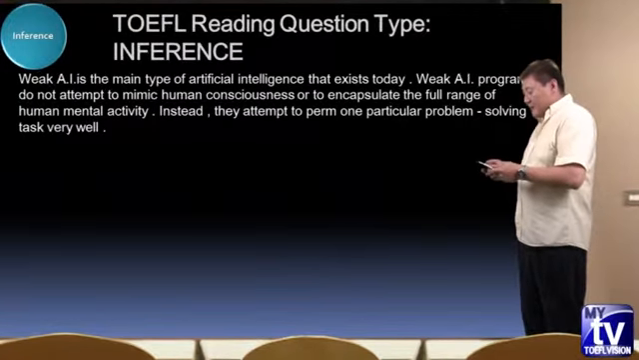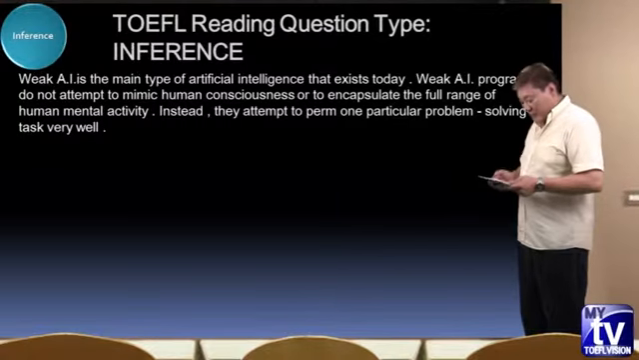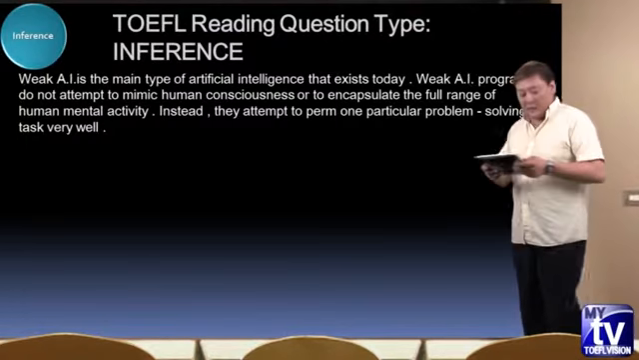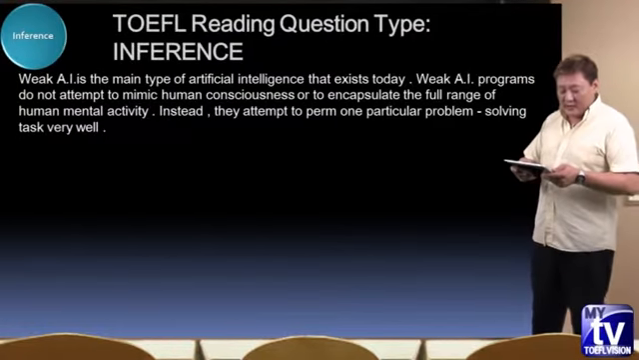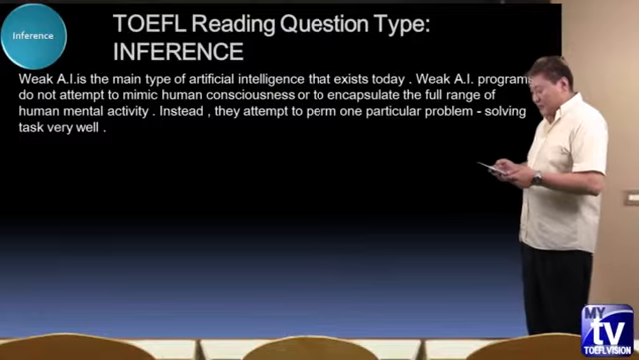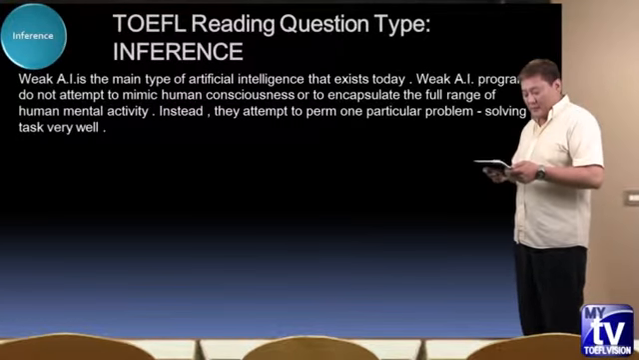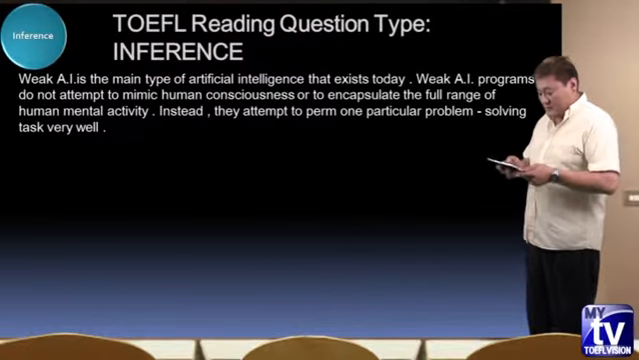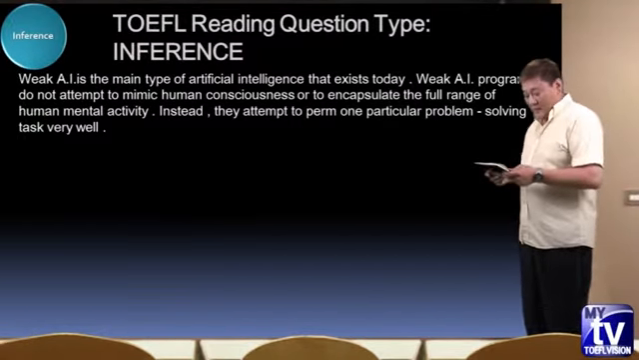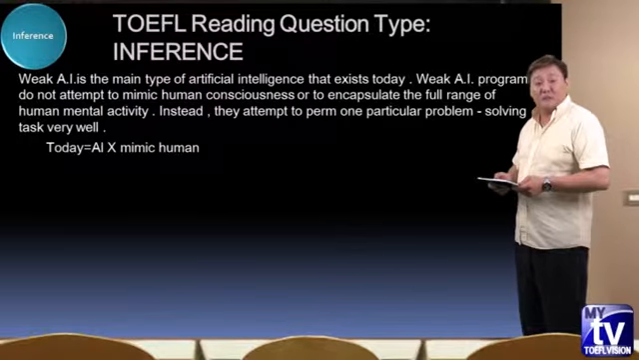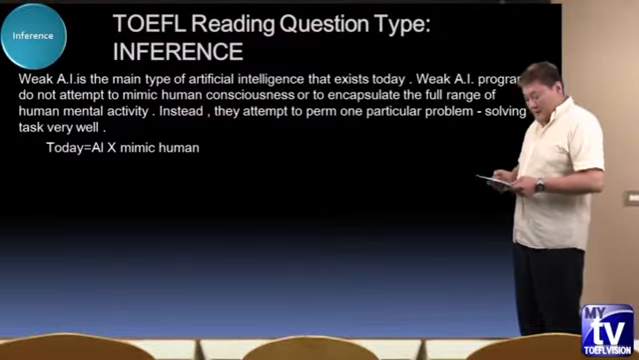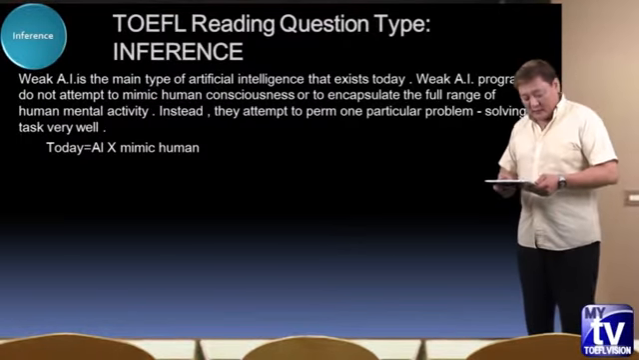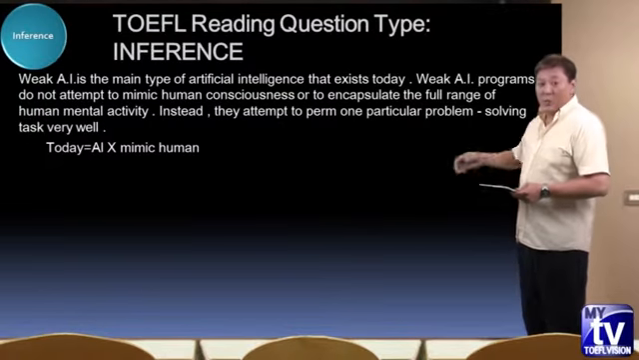Weak AI is the main type of artificial intelligence that exists today. From that point, we're going to take "today" out. Weak AI programs do not attempt to mimic human consciousness or encapsulate the full range of human mental activity. Basically, we're going to put: AI does not mimic humans, they don't follow humans. Let's continue reading. Instead, they attempt to perform one particular problem-solving task very well. So that means what? One problem-solving task.